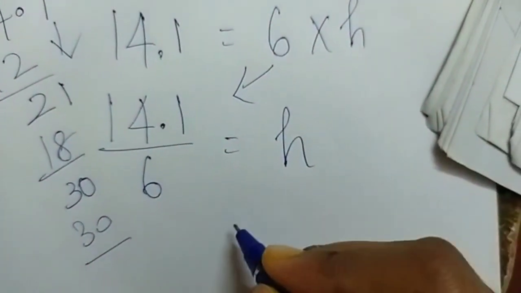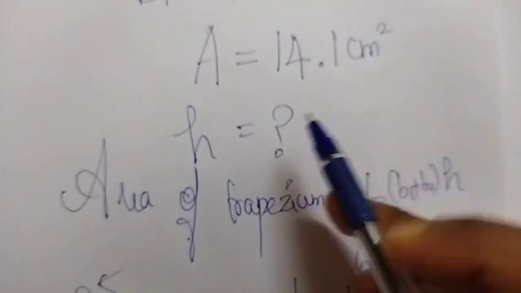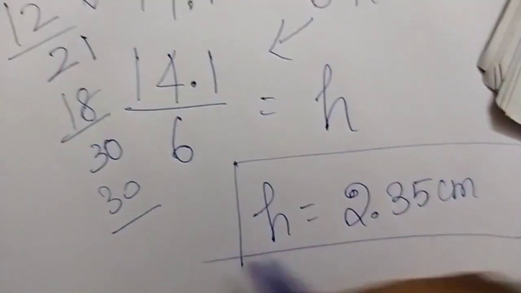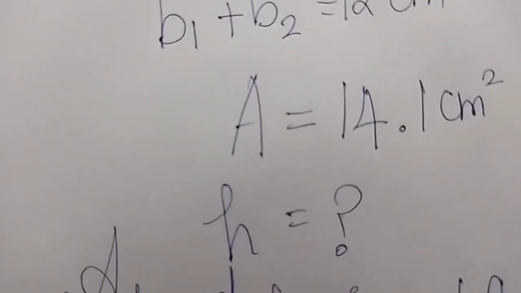So H is equal to 2.35 and unit is centimeter. So you can write 2.35 centimeter. So altitude of the trapezium is equal to 2.35 centimeter. Let's go to next sum.